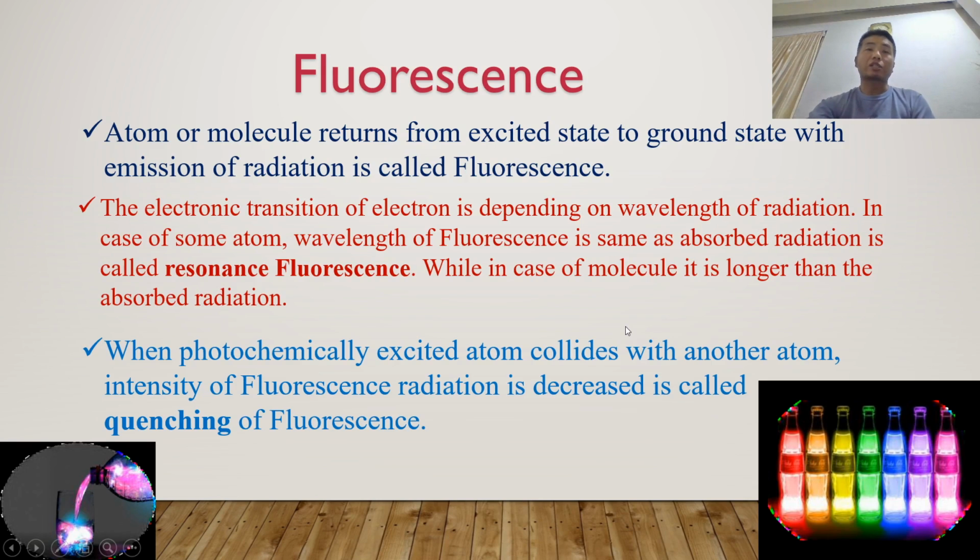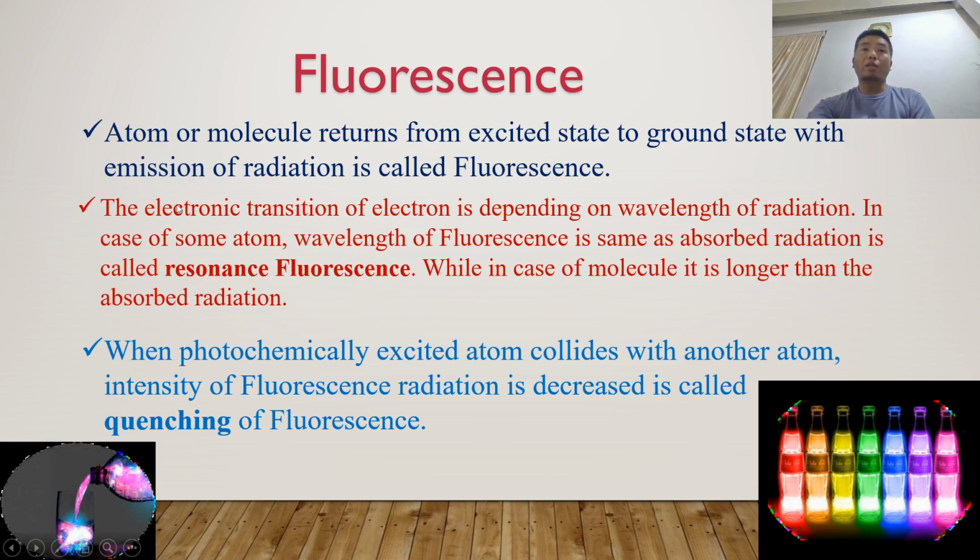And let us go to fluorescence. In fluorescence, an atom or molecule returns from the excited state to the ground state with emission of radiation, emission of light. In this case, light is produced. This light is most probably different from the incoming light, that means the light which is absorbed.